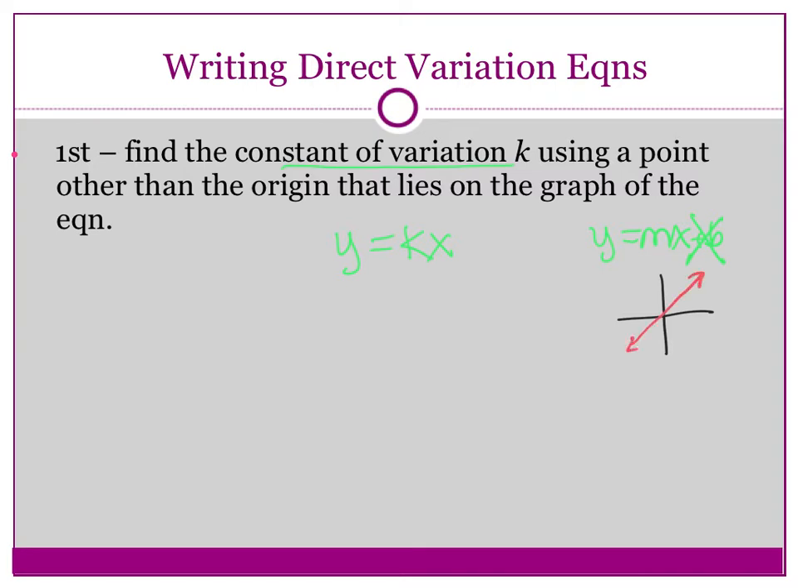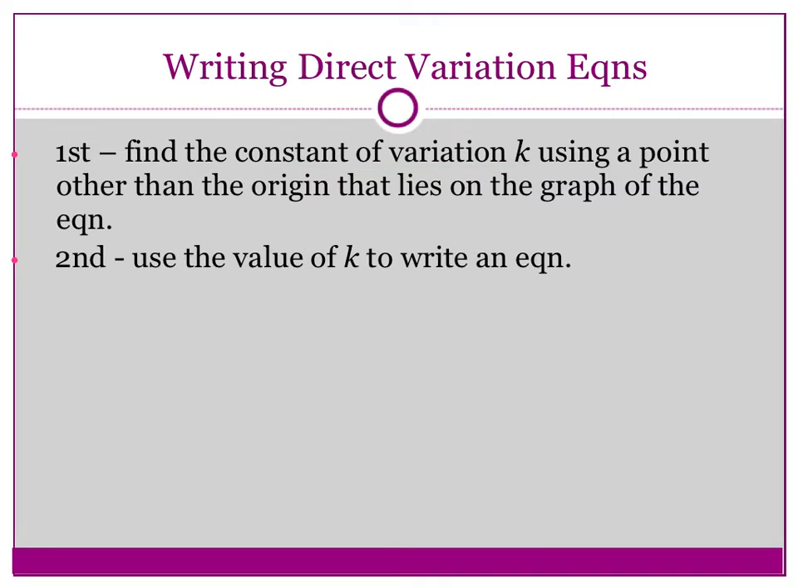So if we were to go and graph just y equals kx or y equals mx, it's going to look something like this. So when we're writing our direct variation equations, we can't use the origin 0, 0, because our k, or our slope, could be something like this, or it could even be a negative slope. But if we use that origin to write the equation, we're never going to figure out what that k value is. So you have to grab one other point. Then our second step is to use the value of k to write an equation. So let's go ahead and take a look and see how this works.